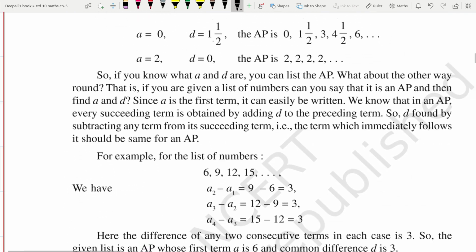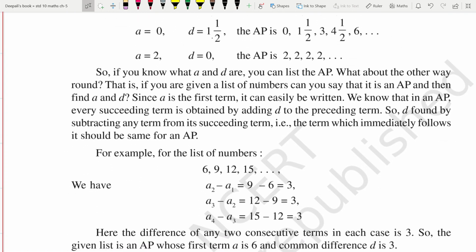We know that it is an AP. Every succeeding term is obtained by adding D to the preceding term. So D is found by subtracting any term from its succeeding term, that is, the term which immediately follows it, and it should be the same for an AP. For example, for the list of numbers 6, 9, 12, 15, we have A2 minus A1 is 9 minus 6, which is equal to 3.